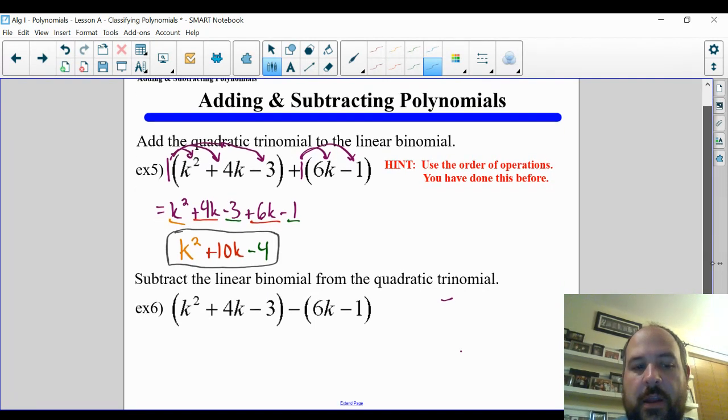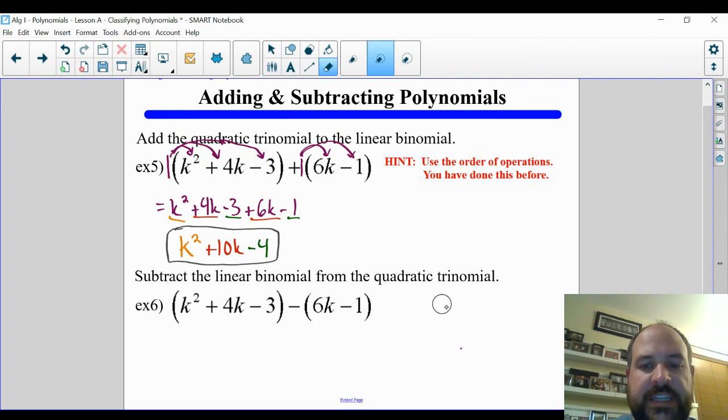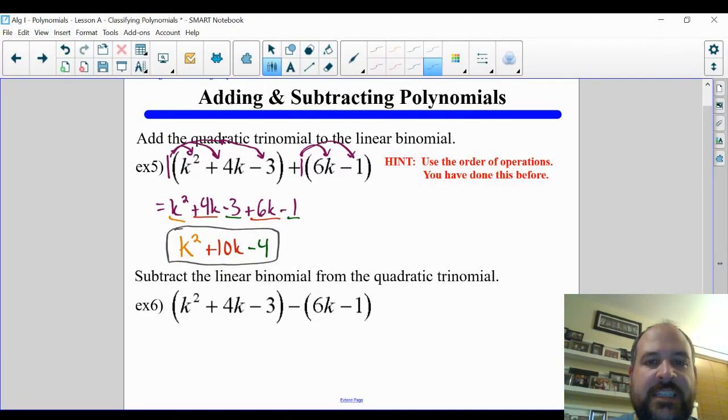When I look at number 6, in this case, similar idea, except you notice now that we are subtracting the 6k minus 1.